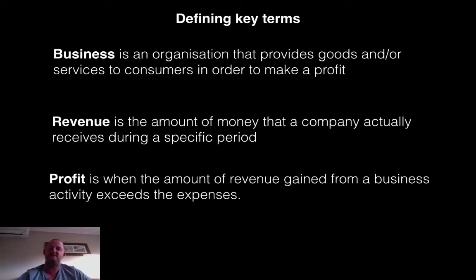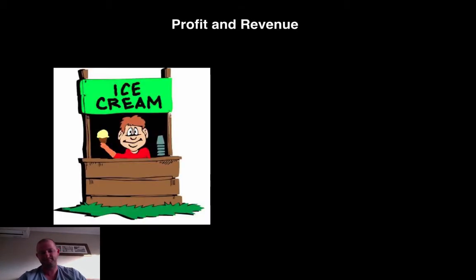So business is when an organisation provides goods and services to consumers in order to make a profit. Revenue is the amount of money that a company actually receives during a specific period. However, that doesn't mean that they make a profit. It just means that the money comes into the organisation. I'll explain this a little bit more on the next slide. And then we have profit. So it's when the amount of revenue gained from a business activity, like selling an ice cream, exceeds the expenses.